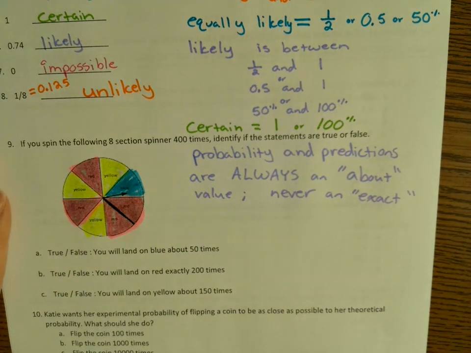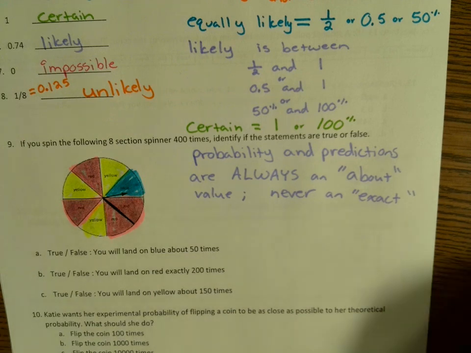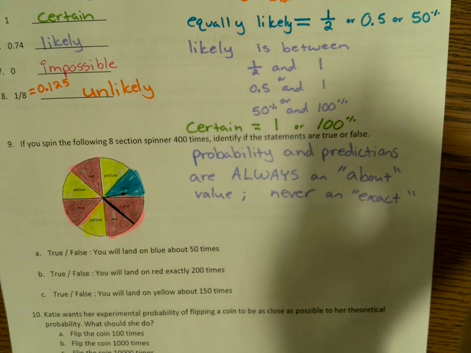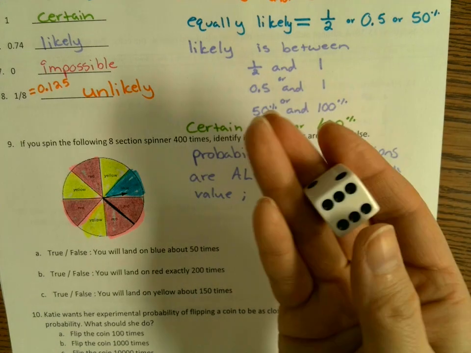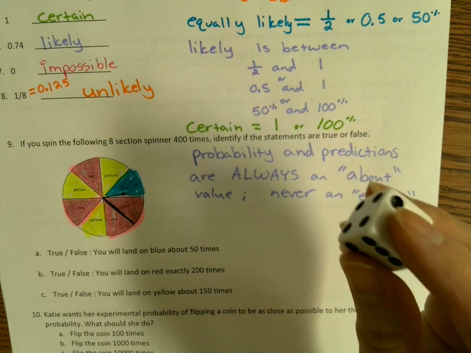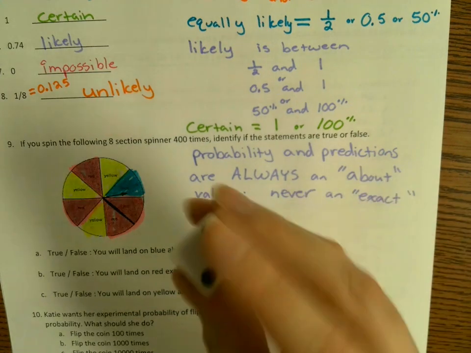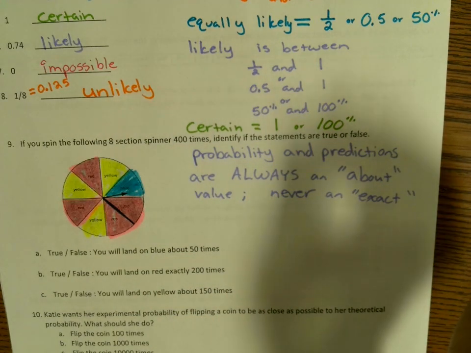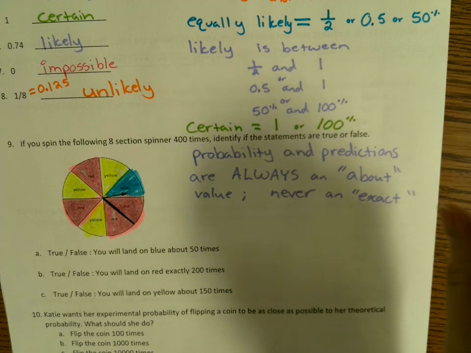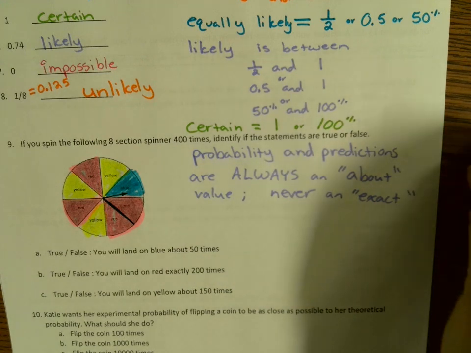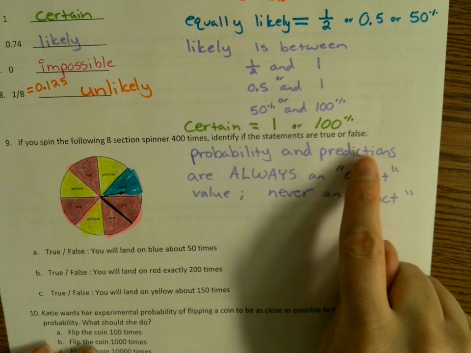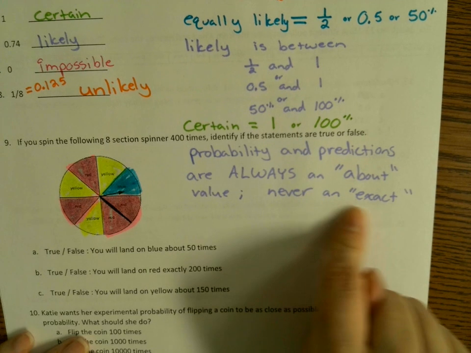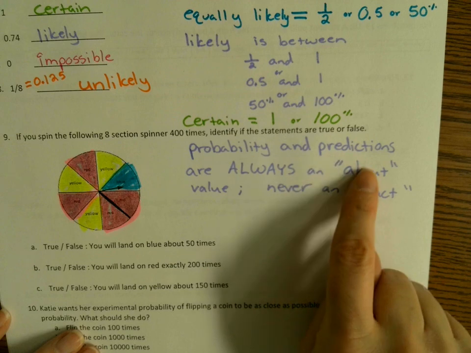So anytime you see a prediction being made and they said it's going to happen exactly this much, you know that that's wrong. Because we've done it before. We've done it through a computer simulation rolling the die. We've done it physically rolling the die in class. We know that even though the probability of landing on a 2 is 1 out of 6 times, if I roll this die 6 times, am I going to land on 2 exactly once? No. I might, but it's not guaranteed to happen that way. So probability and predictions are never an exact amount. That's important to know. They're always going to be an about, an approximation.